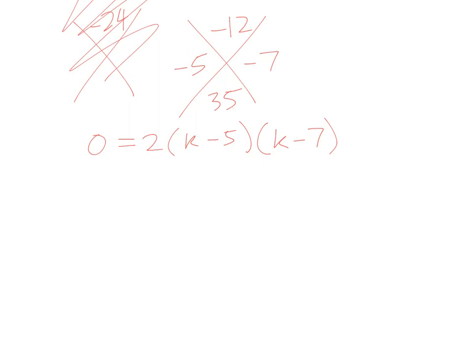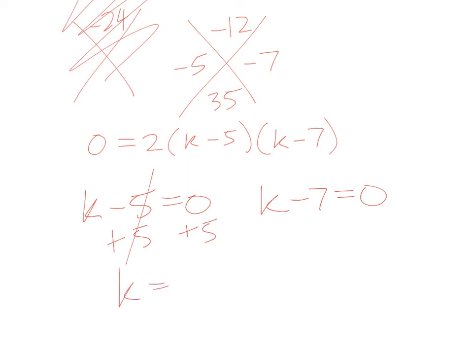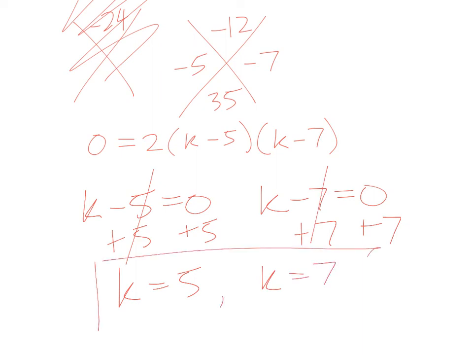Alright, so 2 is equal to 0. That does nothing. k minus 5 is equal to 0, and k minus 7 is equal to 0. Alright, so just add 5. k is equal to 5. Add 7. k is equal to 7. Alright, done.